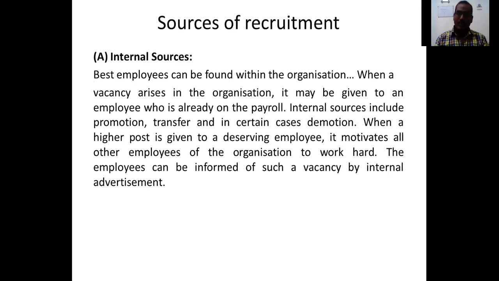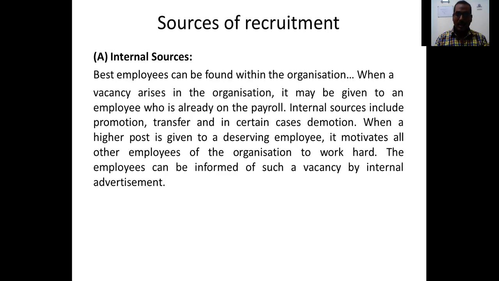So they will definitely recruit the right person with the right potential and caliber, with the right attitude and all those things. No need to give training and all because he's already working in the organization. So the time is saved, cost is saved. So many benefits are there.